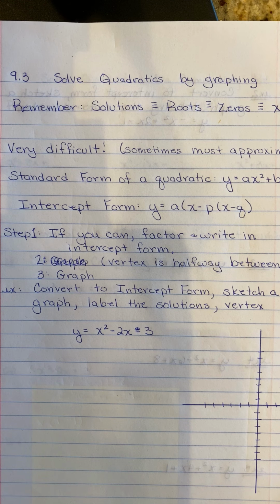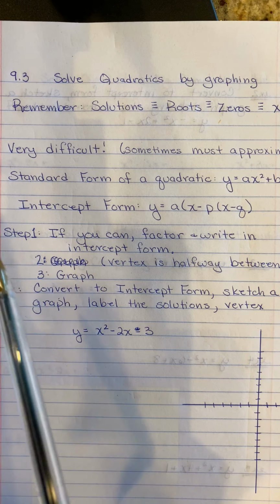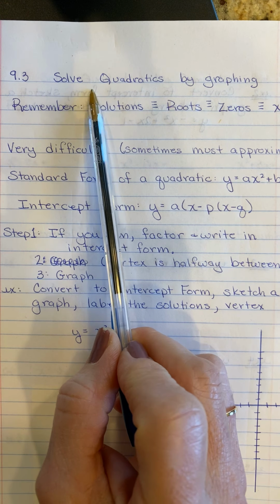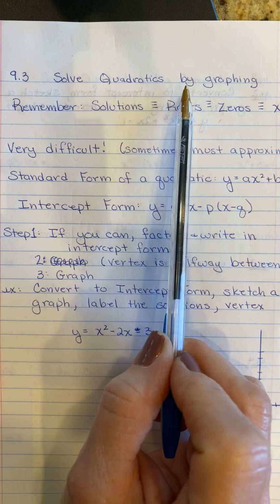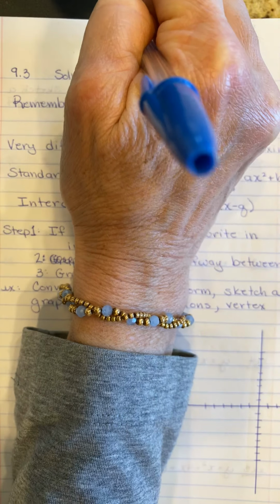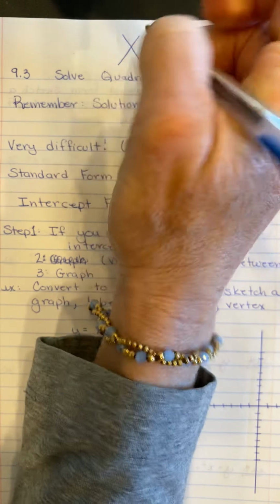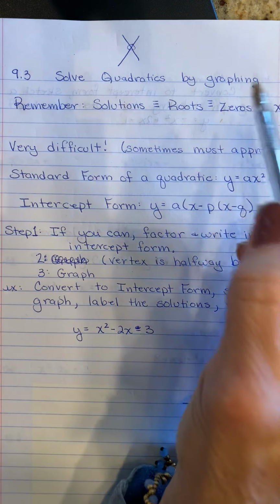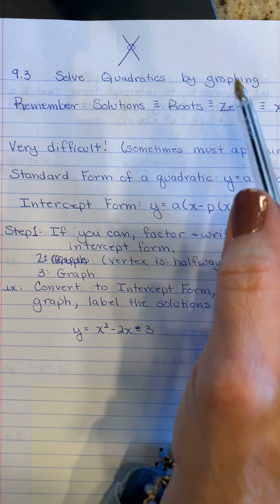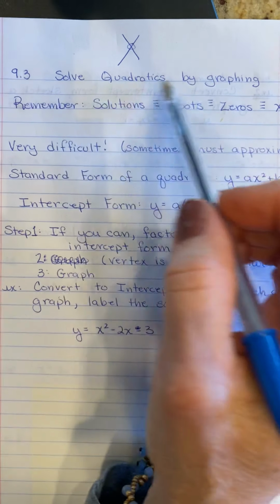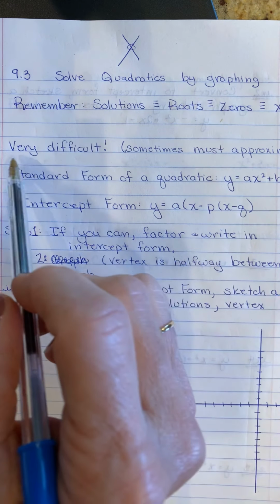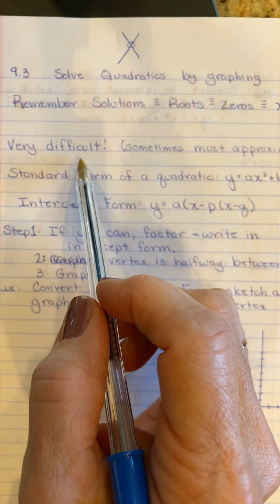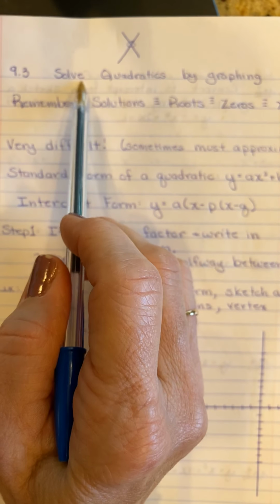Today, in section 9.3, our objective is to solve quadratics by graphing. I don't know if you remember how difficult it was when we were solving systems of equations by graphing. You graph two lines and try to find this point graphically. What we do by graphing is very important, but solving things by graphing can be very difficult. So let's go back. What does it mean to solve something?